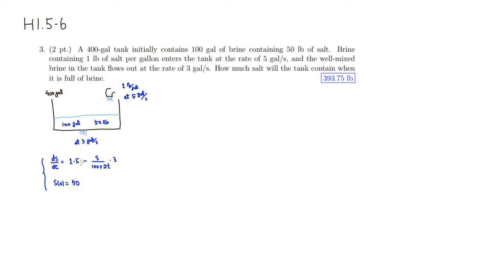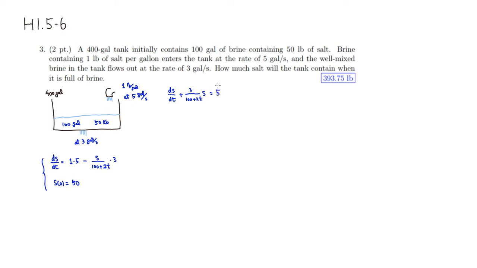Let's solve this first order linear equation. I'm going to rearrange it a little bit: ds over dt, then move this term to the other side, so it's plus 3 over 100 plus 2t times S, and the right-hand side is 1 times 5, so it's just 5.